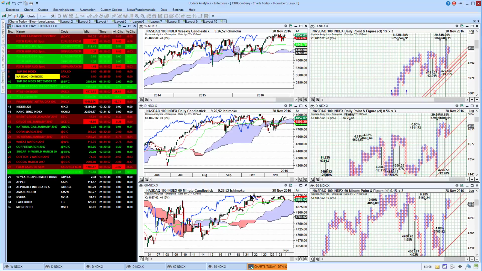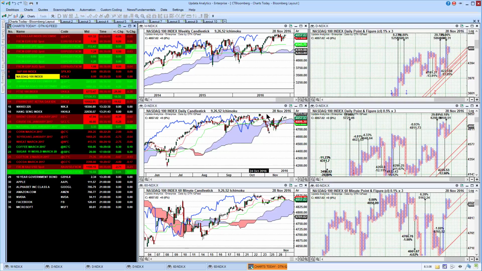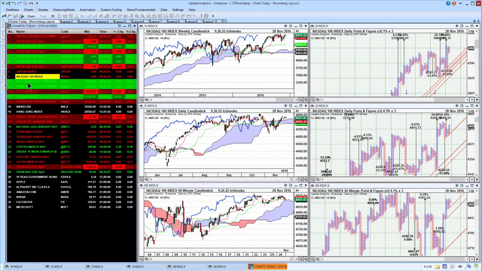Nasdaq looking pretty good as well. Now, not quite making new highs yet, but still looking pretty good. It needs to break this 4900 level quite convincingly. We're at 4857, so we'll wait and see.